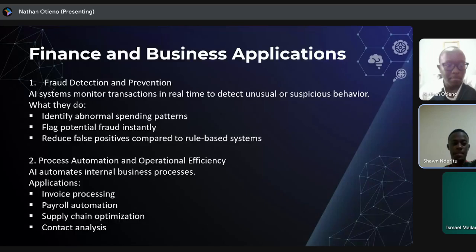The next one is process automation and operational efficiency. AI automates internal business processes. How is it applied? So number one is invoice processing. We have payroll automation, supply chain optimization, and contract analysis.